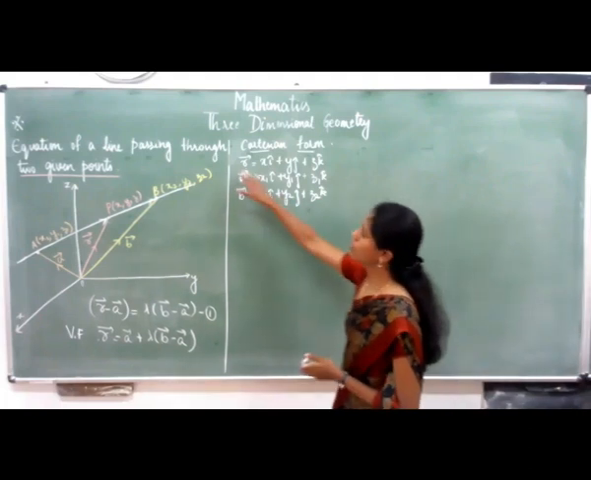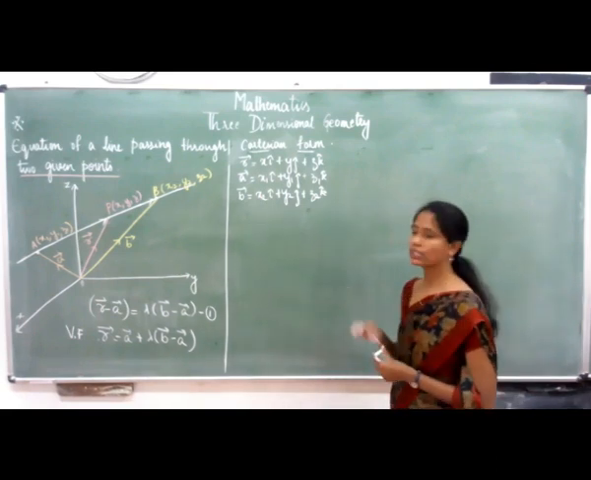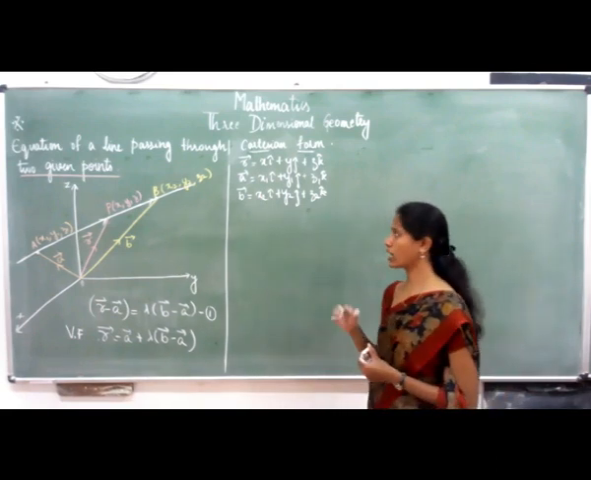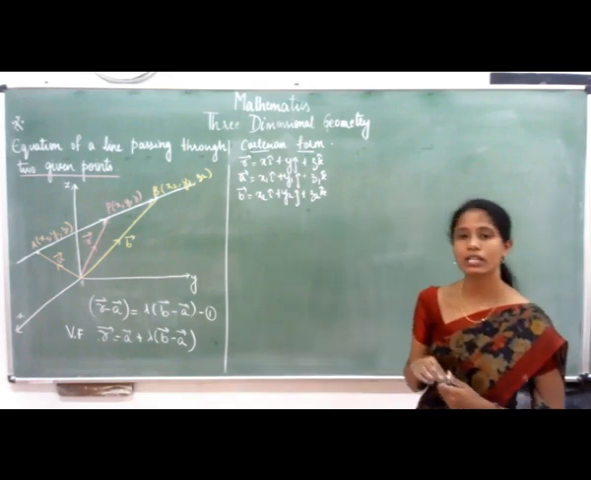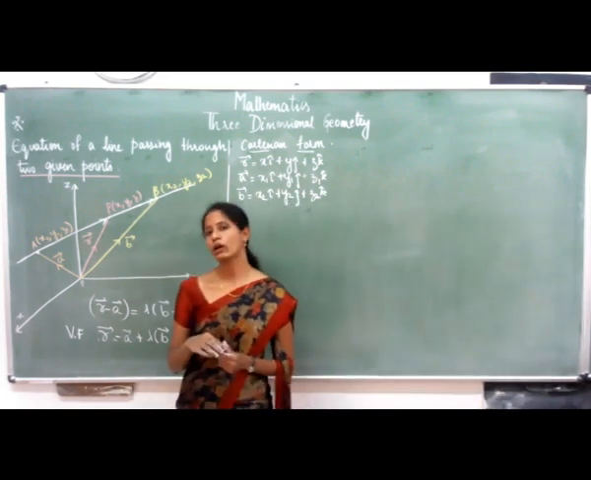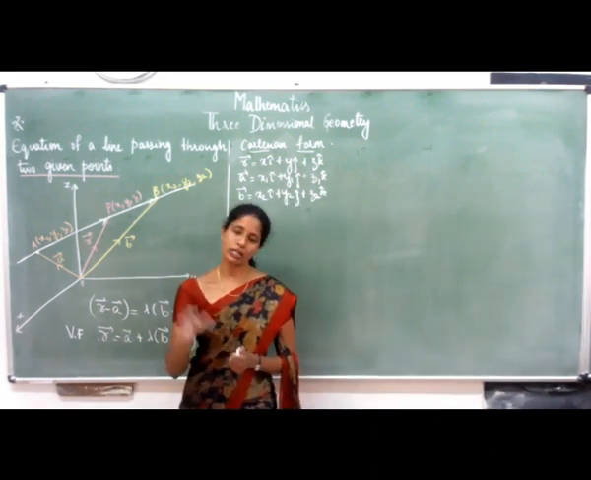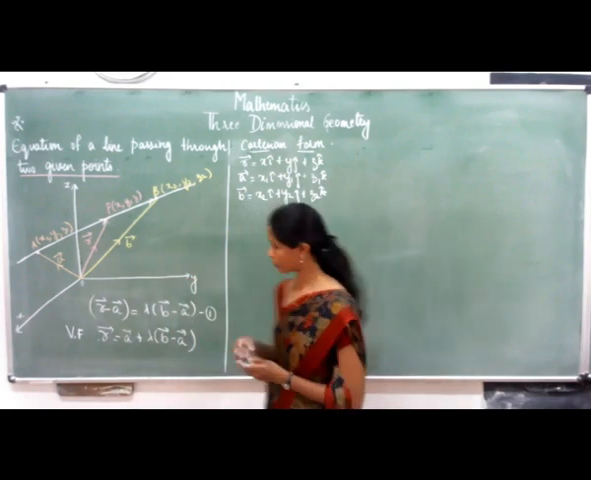So here we know that vector R is x i cap plus y j cap plus z k cap, and vector A is x1 i cap plus y1 j cap plus z1 k cap, and vector B is x2 i cap plus y2 j cap plus z2 k cap. This we can write because we already know the coordinates of points A, B and P. Once we know the coordinates, we can easily write the component form of the vector.